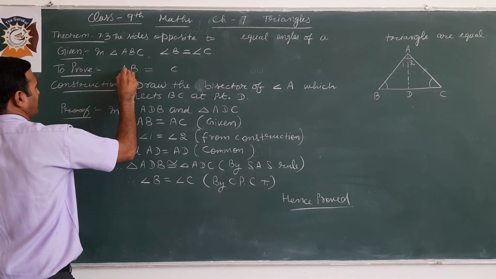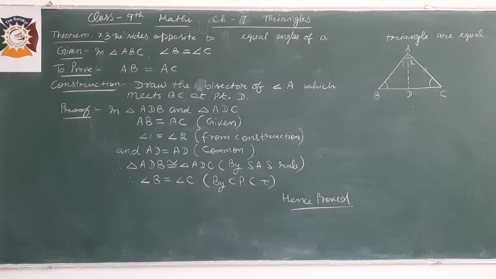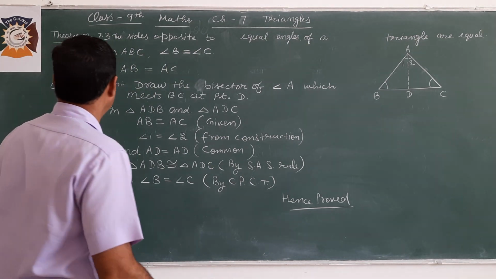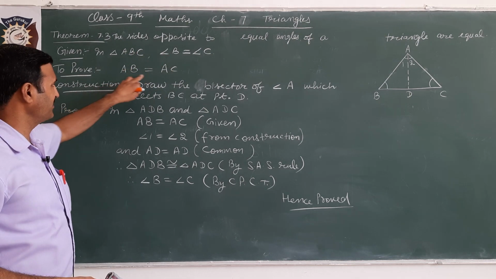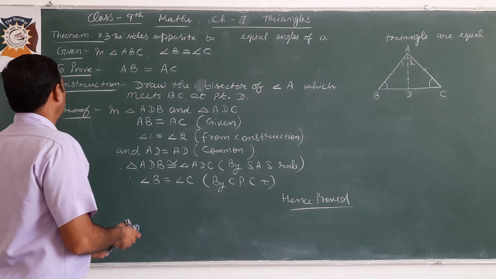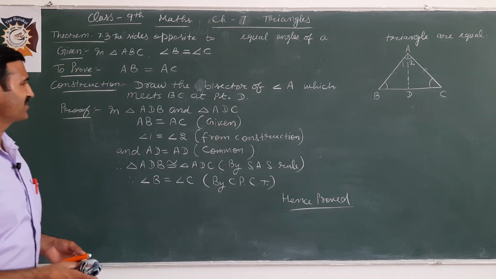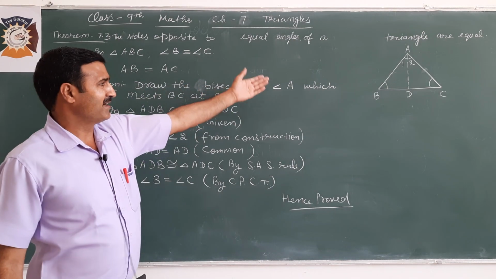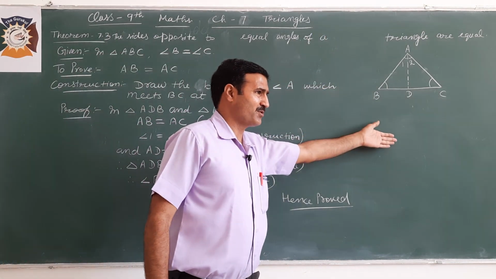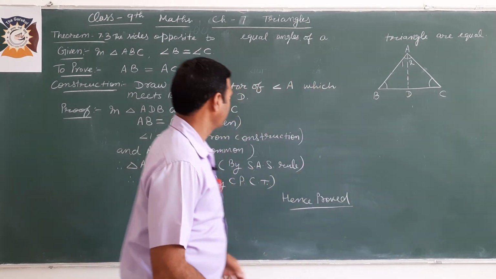As I told you, this is the converse of previous theorem. उससे just उल्टी है. जो उसमें हमने प्रूव करना था वो इसमें गिवन है, और जो उसमें गिवन था वो इसमें प्रूव करना है. Construction, same step is the construction in this theorem also. Draw the bisector of angle A. एंगल A का bisector draw करते हैं जो BC को D पर मिलता है.